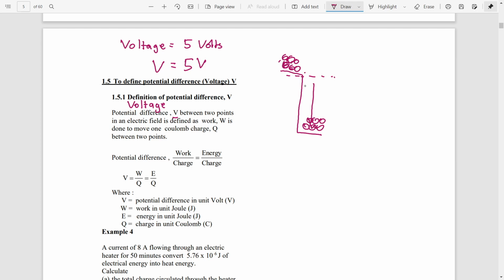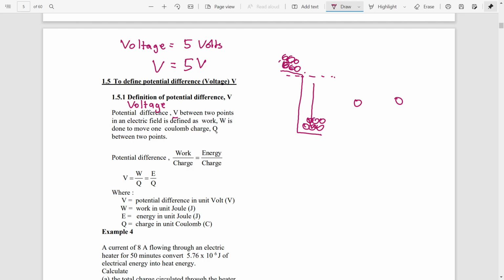It is the same in electricity. We have potential difference. Why do we call it potential difference? Because this physical quantity will drive any charged object to move. And of course, it will involve 2 points, between 2 points. Okay, must be between 2 points. Okay, 2 points. So for electricity, V between 2 points in an electric field is defined as work. So it is actually work. Okay, it is actually work. Work for what? Work done to move 1 coulomb charge between 2 points.